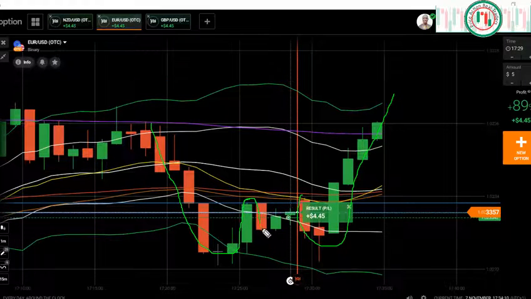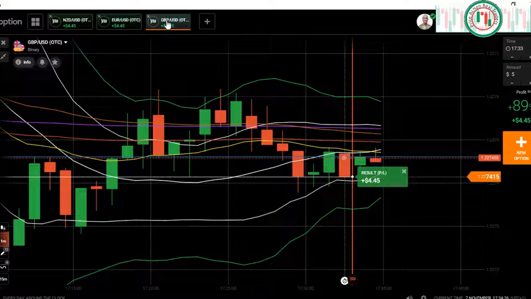So I see here this candle is the retracement. This is the strong candle. After rejection from this white Bollinger, I place my trade call option. Then the last trade here.